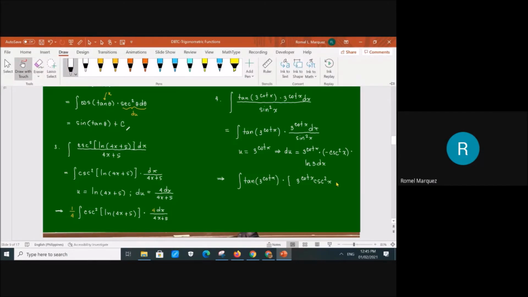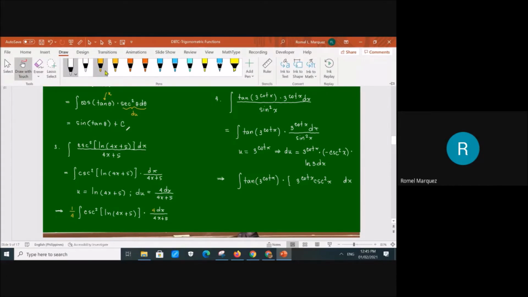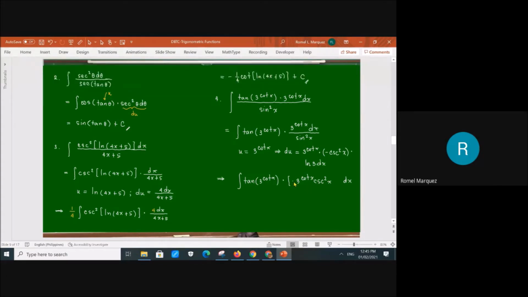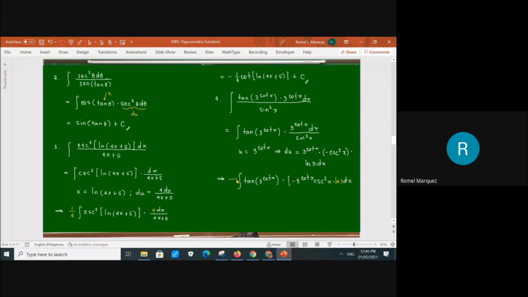Then what else? dx, no? Yan, dx. Okay? So what are we going to supply, guys? Anong isusupply natin? We supply negative because we want it to have negative there, together with ln3. But what are we going to do outside? We multiply outside by 1 over negative ln3, because negative ln3 is what we introduced inside as a factor. So that's it.